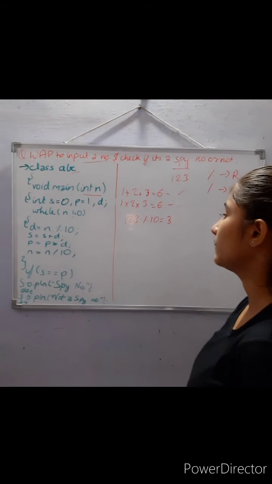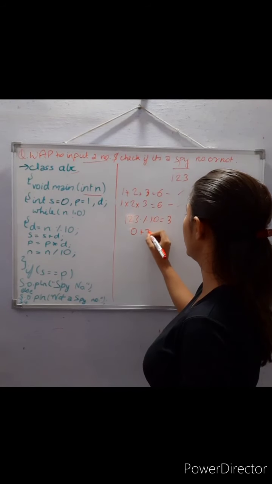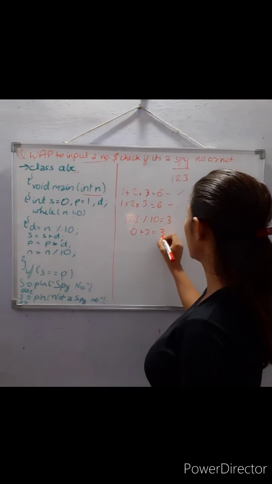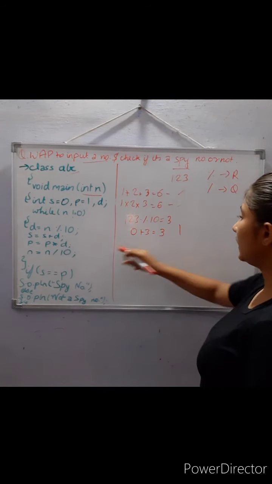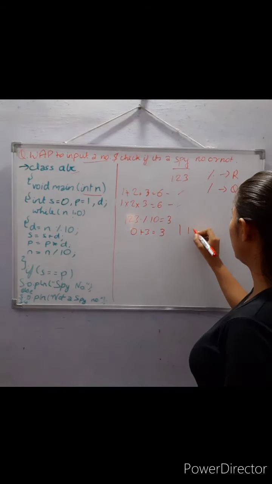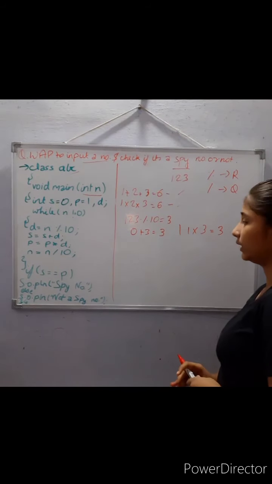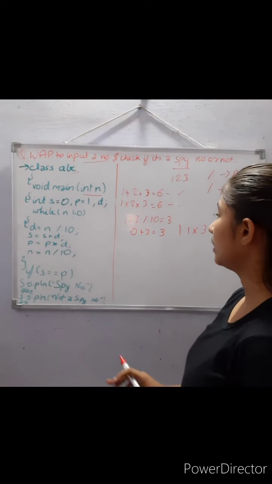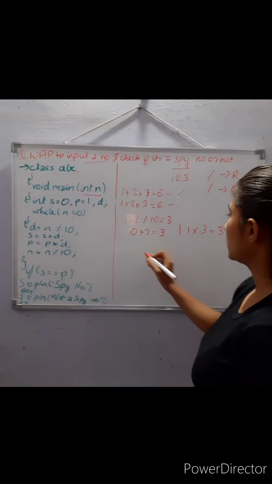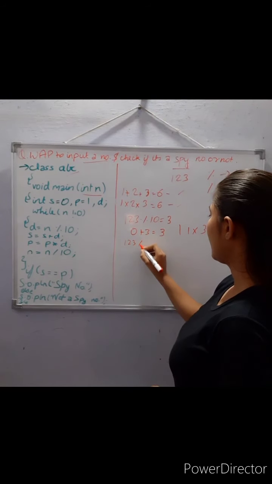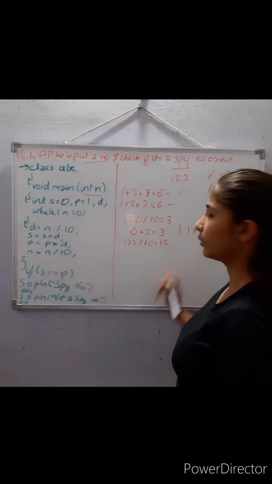Now s is equal to s plus d, and s was 0, so 0 plus d, which is 3. We get the value of s to be 3. Taking the product, p is equal to p into d. So p was 1, so 1 into d, which is 3. We get the final value of the product equal to 3. Okay. Now, n is equal to n divided by 10, so we are going to remove the last digit. So the number was 123, and we are going to divide it by 10. We are going to get the quotient 12.